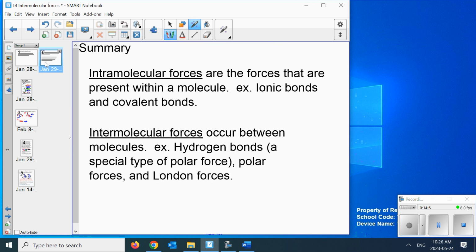In summary, inter and intra. Intra, inside: ionic bonds, covalent bonds. Inter, between molecules: hydrogen bonds, which if you say something has hydrogen bonds, you're not going to also say polar because it is a type of polar. So there's hydrogen, polar forces, then London forces. Okay, I'm going to stop this.